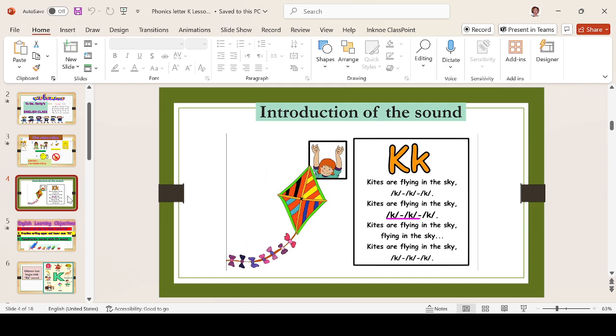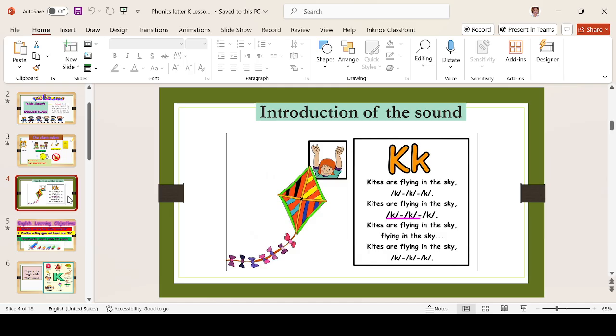Now we are going to study the letter K. The letter K is its name and the sound is K, K, K, K, K. Can you say K, K, K with me?